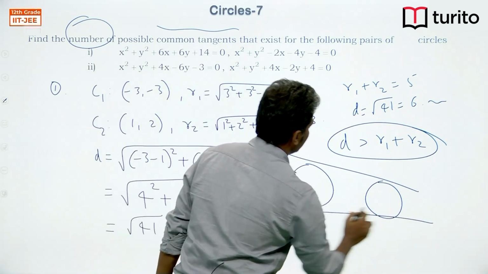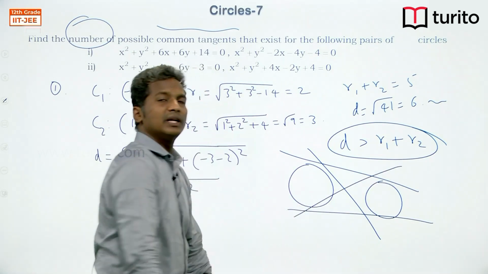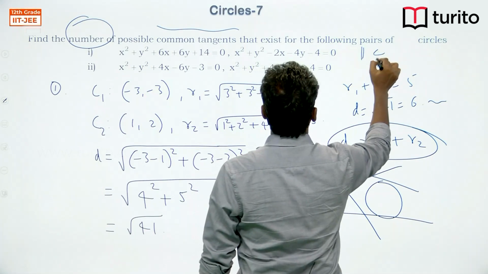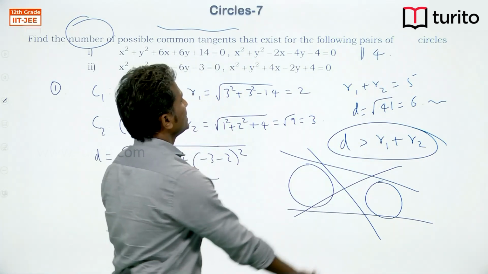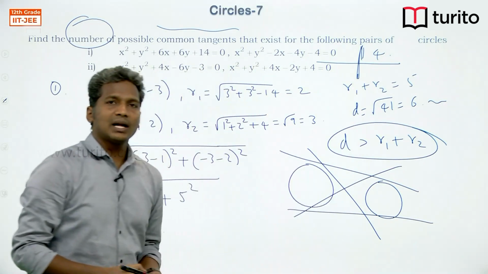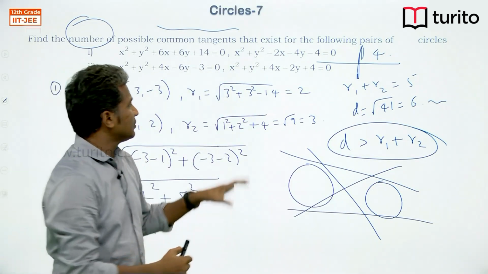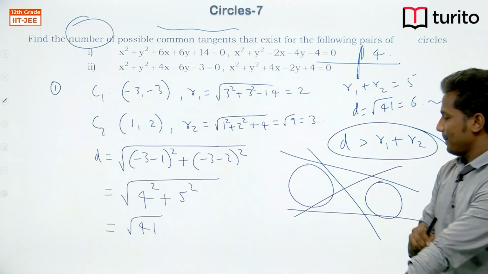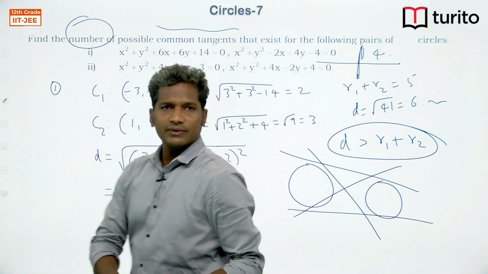If circles are apart, how many common tangents are possible? One here, and one here. In total we get 4 common tangents. So for the first case, the answer is 4. Similarly, for the second case we can calculate the answer, but I am leaving that to you. You can do it in the same way. Can we move on to the next question?